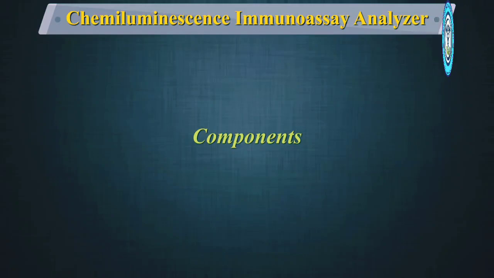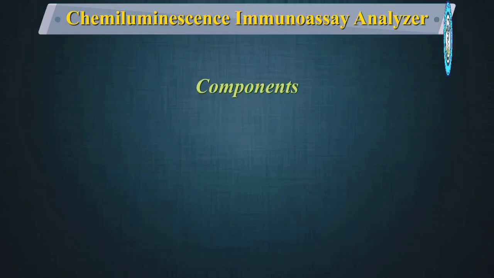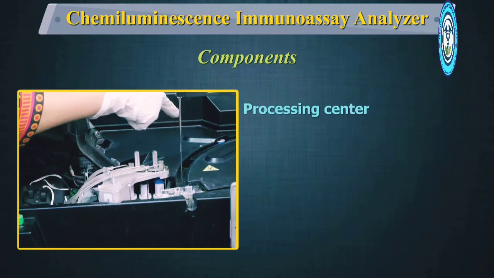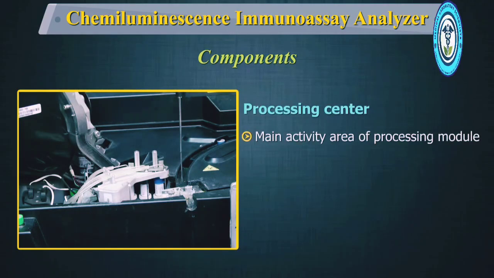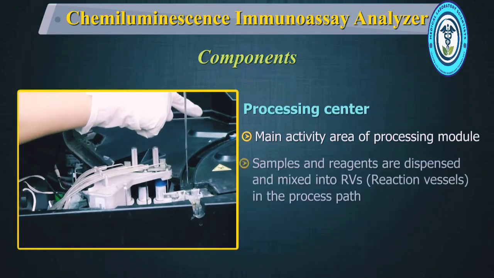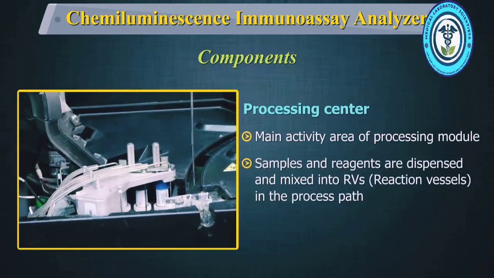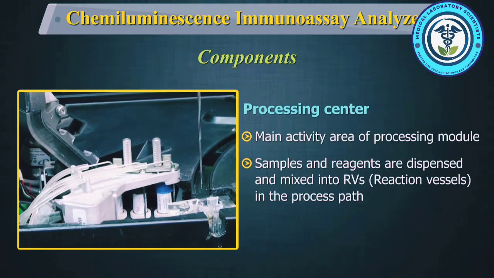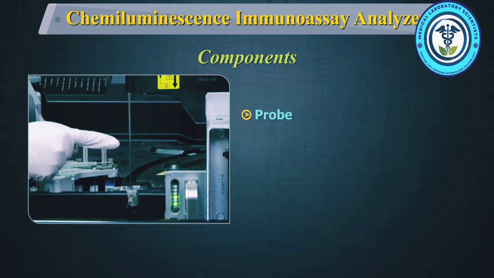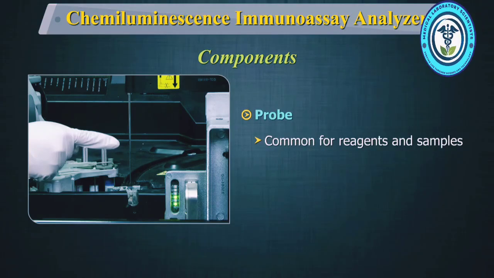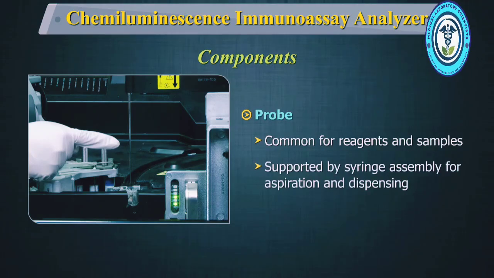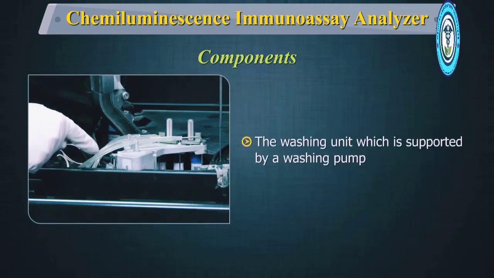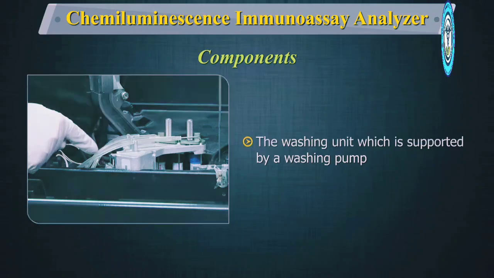Components. Most chemiluminescent immunoassay machines have the following main components. Processing center. The processing center is the main activity area of the processing module. Samples and reagents are dispensed and mixed into reaction vessels in the process path where assay processing is performed. A probe, which is common for reagents and samples. The probe is supported by the syringe assembly for aspiration and dispensing. The washing unit, which is supported by a washing pump.